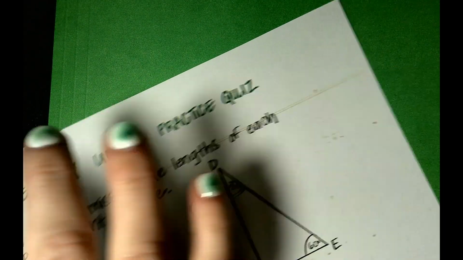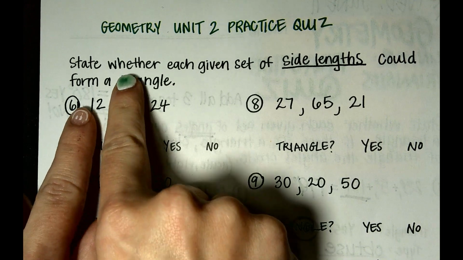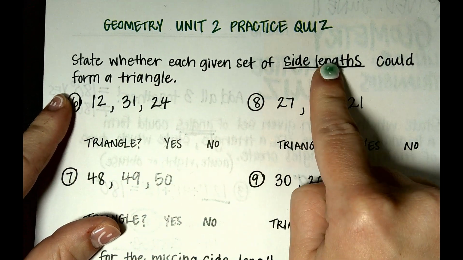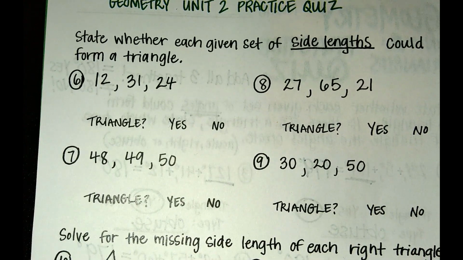Go ahead to page 2, and we are now looking to see whether each given set of side lengths could form a triangle. So, who can raise their hand and tell me, how can I tell if 3 sides make a triangle? Shayna? Like, what's our process? Well, this is the one where you add the 2 together, and they have to be more than the highest number. Yes.